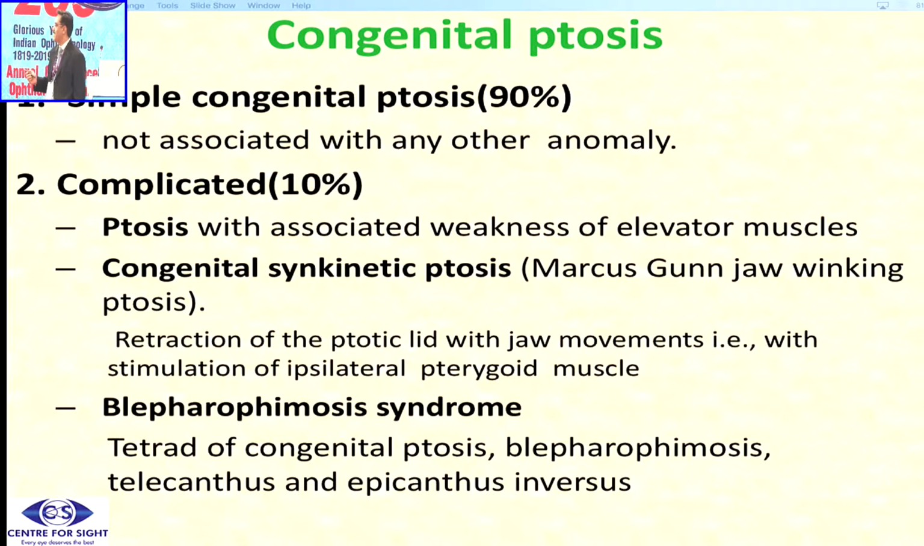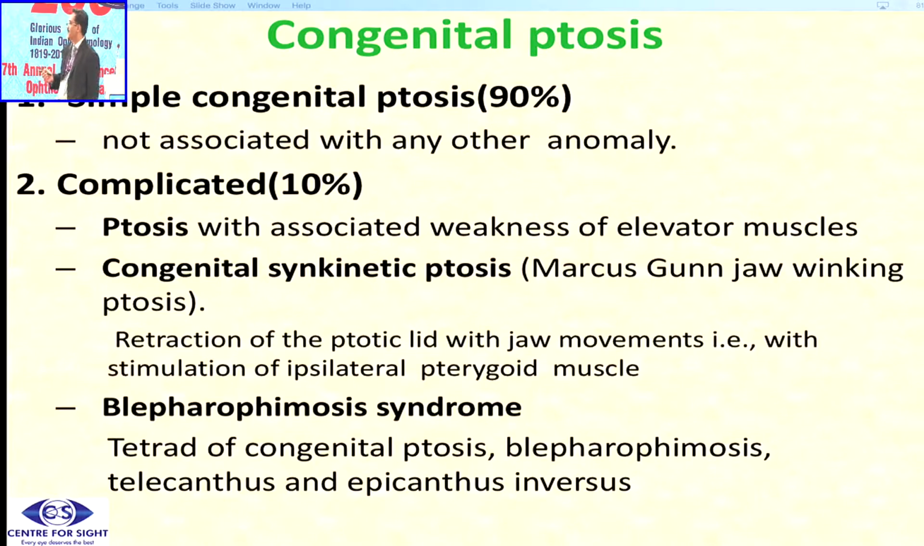A very common condition is known as double elevator palsy. Why is it there? Because the elevator muscles and the levator, they all develop from a single common myotome, and both of them are supplied by a common nerve, the superior division of the third nerve. So that's why you do get a condition of double elevator palsy along with ptosis. What are the elevators of the eyeball? Superior rectus and inferior oblique.